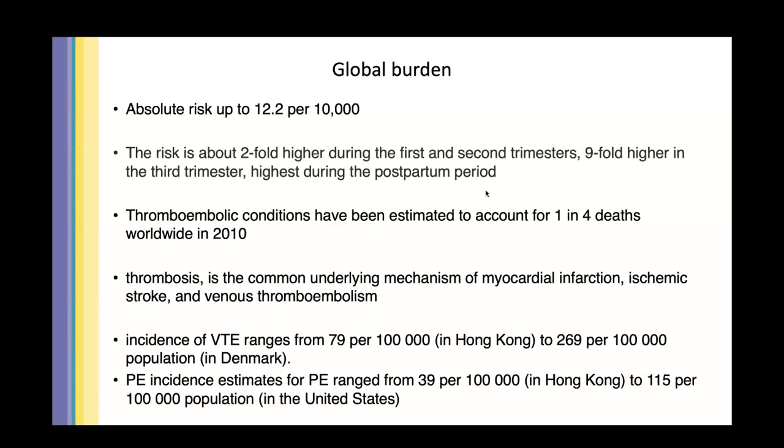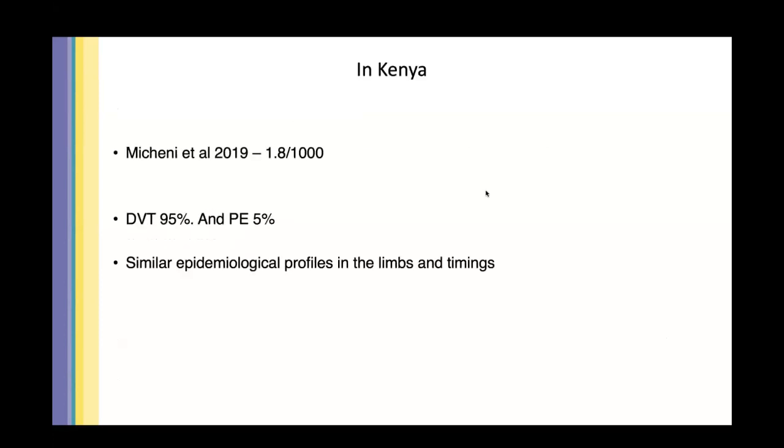As I mentioned, from the African population, we haven't really synthesized a lot of data. In Kenya, Dr. Micheni did some work in 2019, and in keeping with what has been observed elsewhere, of 2 per 1,000, we had a prevalence of 1.8 per 1,000. As observed in other studies, 95% were DVT and very few were pulmonary thromboembolism. With similar epidemiological profiles, most people will have limbs affected, mostly the left lower limb, and we know the reason why the left lower limb is affected more than the right.